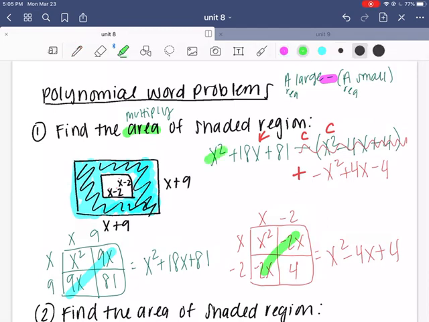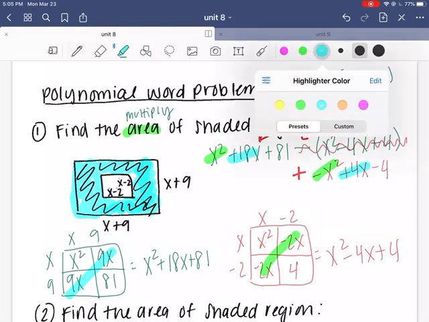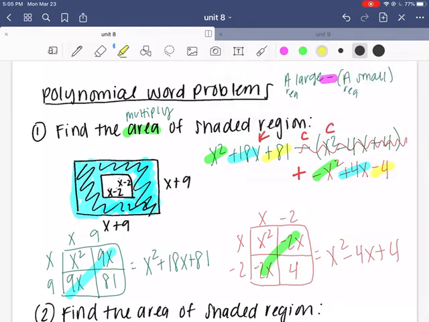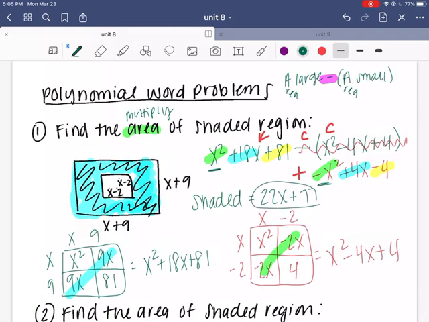And then I'm adding my like terms of the things that are left. Right? X's that are squared go together. X's that are plain go together. And constants go together. Well, I have here my x squared plus negative x squared, that's 0x squared. I don't write that in my answer, right? So my shaded region is just, well, the blue. Let's look at the blue. 18 plus 4 is 22x. And then 81 plus negative 4 is positive 77. That's the area of my shaded region.